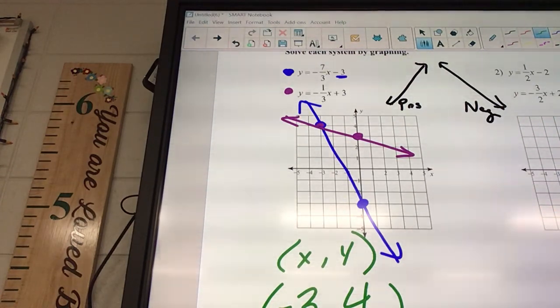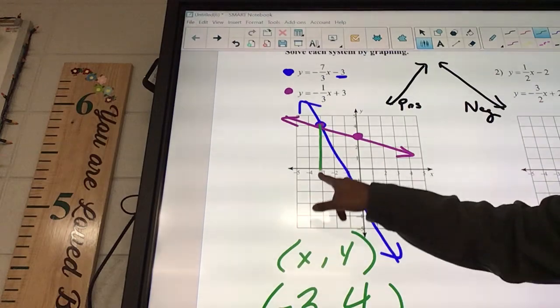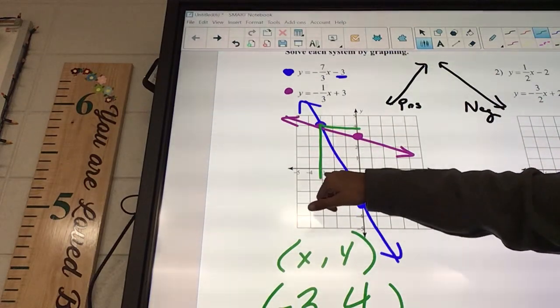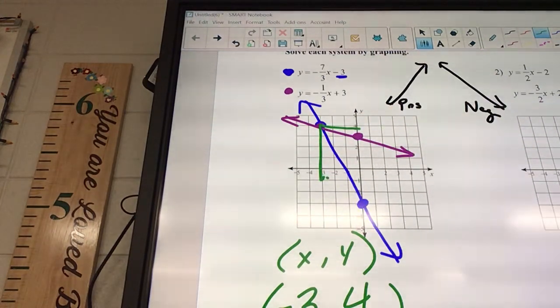Okay, and so that's the only difference between yesterday and today is going to be how we actually write that intersection point. Okay, because yesterday I just had you circle it. Okay, so you're going to look down and you would look over, and that's how you would see it's at -3 and at 4.